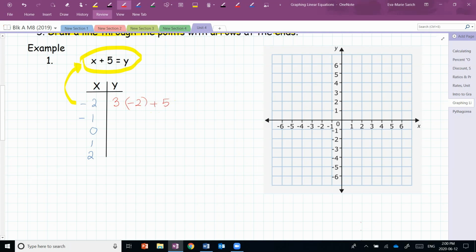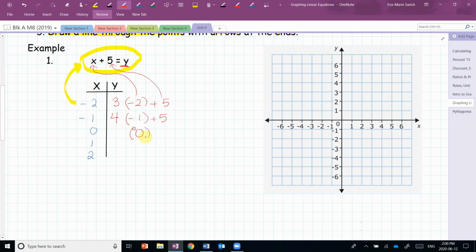All right? Now, we're going to go to our second value. We're going to put -1 in where our x is. So we're going to have -1 and then add 5 to that x. And that's going to tell us what our y equals. So -1 plus 5 gives us +4. All we're doing is taking and substituting these numbers in where the x is. Then we're adding the 5, and that's going to equal the y.